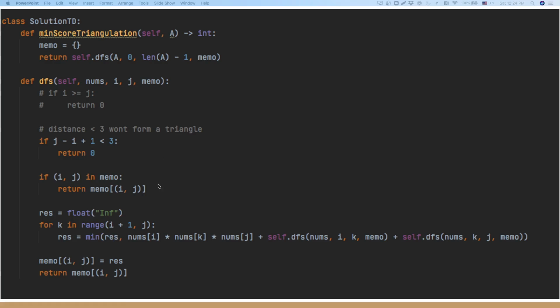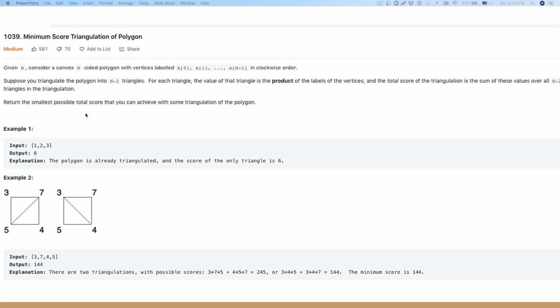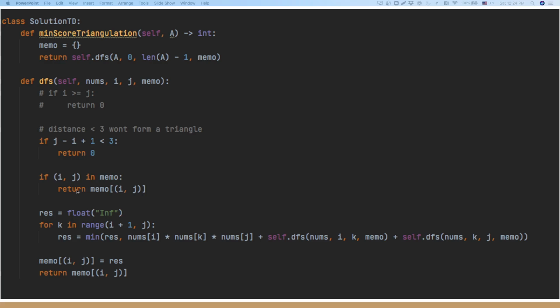for total score. Okay, so we still have the memo, we still pass the i and j as the index, and we still have the base case. The base case in this case is a little bit different because we want to have n-2 triangles, and when we have less than 3 nodes, we cannot form a triangle, and that's why we have the corner cases right here. So j-i plus 1 is less than 3. That means we have less than 3 nodes and we cannot form a triangle, and that's the base case we have. And this is the standard, so when we have i and j already calculated, okay, perfect, we just bring it back from the cache, otherwise we just cache that.